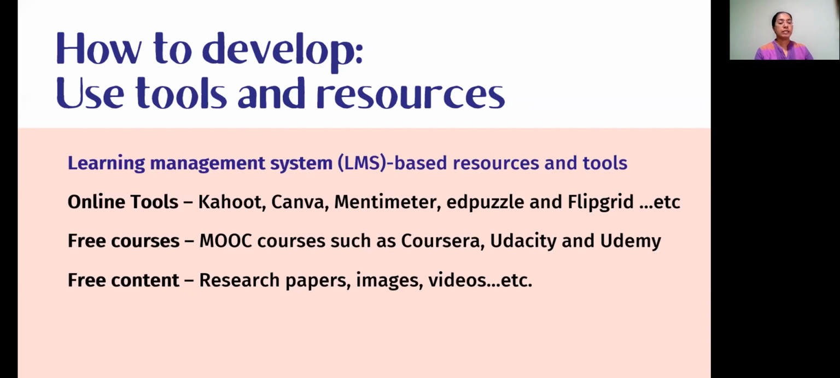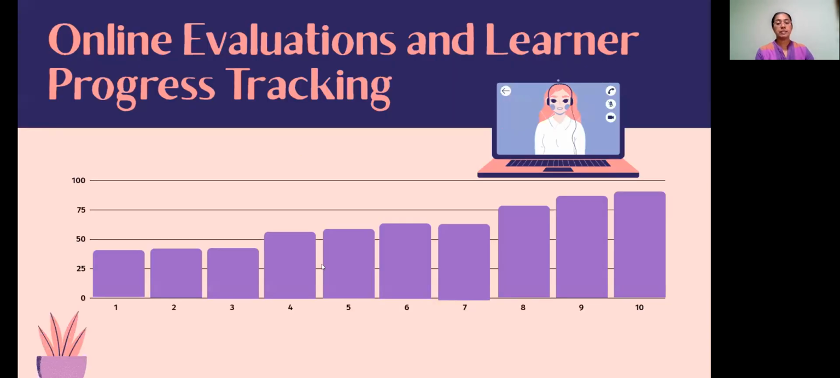When you think about online learning content, we have Moodle. So the Moodle learning management system is there, and you use the resources available there. Other than that, you can use online tools such as Kahoot, Canva, Mentimeter, Edupuzzle, and Flipgrid. Then also you have free courses available, so you can share those links, courses like Coursera, Udacity, and Udemy. And again, you have free content available, images, videos, and research papers. Those things also you can link to your learning material, your learning environment.